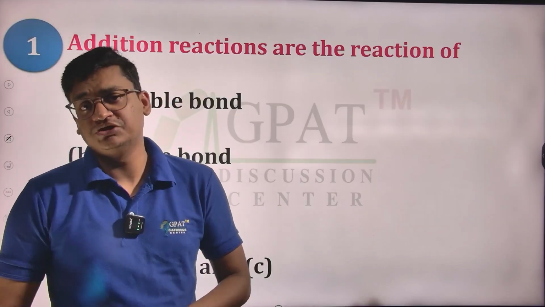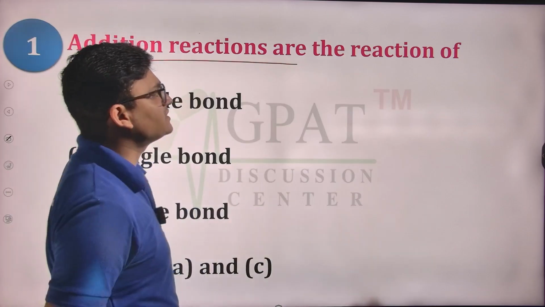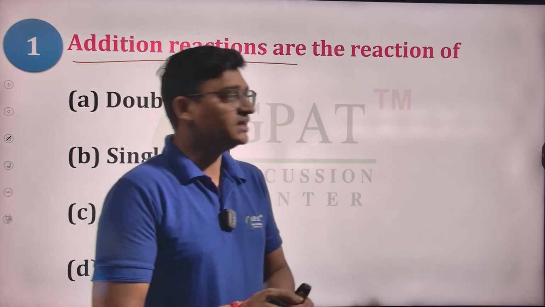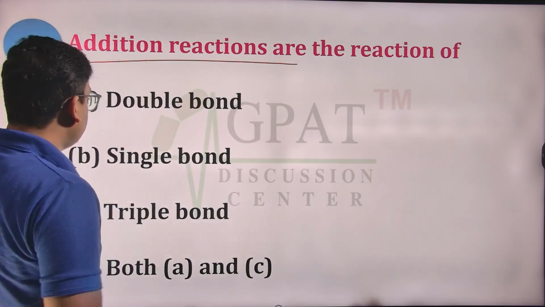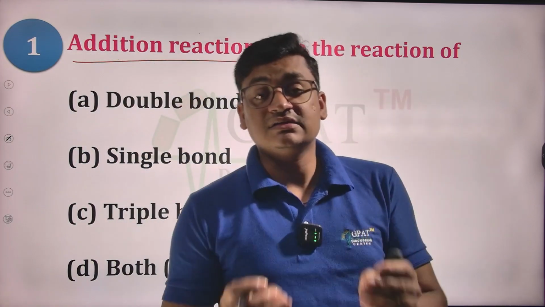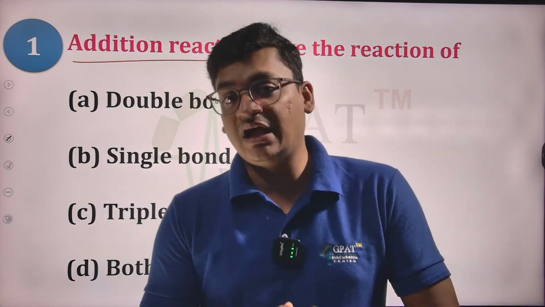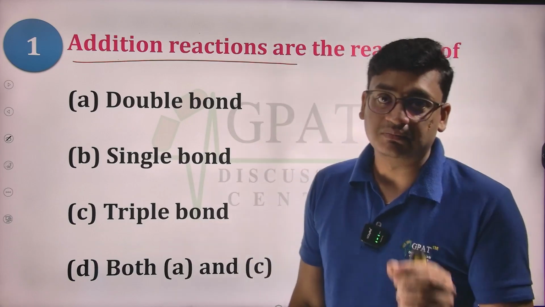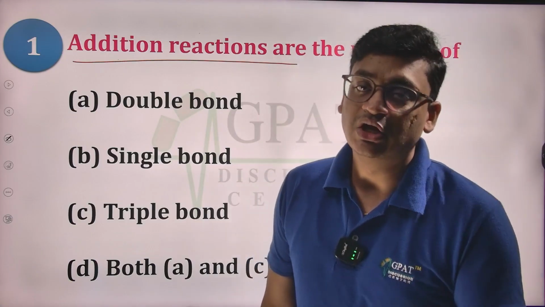Let's check how much you have the concepts of the addition reaction. The first question we have here is, addition reactions are the reactions of: double bonds, single bond, triple bonds, or both A and C, that is double and triple. When we're talking about addition reactions, only the reagents are coming and adding to your substrates, and this is only possible when we have unsaturations in our substrate molecule. So unsaturation, that is, having double or triple bonds, then only we have the possibility for the addition of that reagent to your substrate molecule.